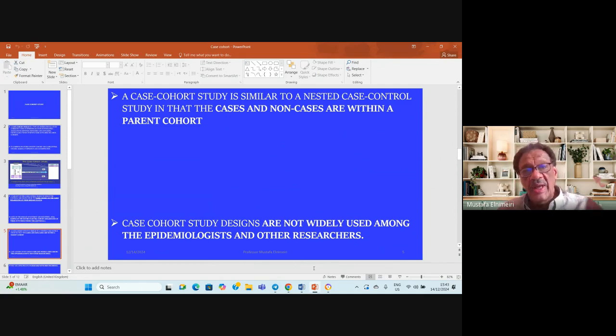disease or not. And thus, the case cohort is similar to a nested case control in that the cases and the non-cases are within the parent cohort. But the case cohort study designs are not widely used among epidemiologists and other researchers. So it looks similar to the nested case control, but the only difference, as I have mentioned, is that we draw the controls from the original cohort, regardless of their disease status or regardless of the outcome.